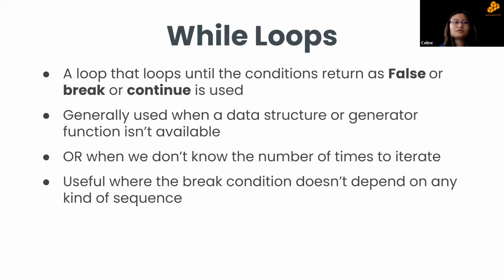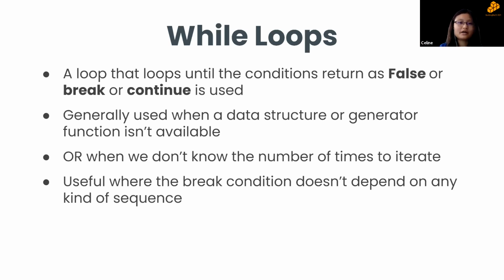Okay, so for loops, there are two kinds of loops. There's while loops and there's for loops. Basically, a loop will loop until the condition returns false, or break or continue is used. You're probably wondering when to use each, because they sound practically the same at this point in time.